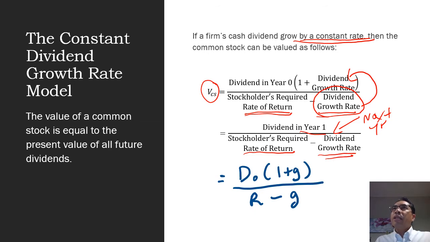So we can further summarize the constant dividend growth rate model as: the value of the common stock is equal to D0 multiplied by 1 plus g, divided by r minus g. Remember, there are some questions where the question is already giving the future dividend, or the next year dividend. In that case, you don't have to use this. You straight away use D1. So be careful on that.